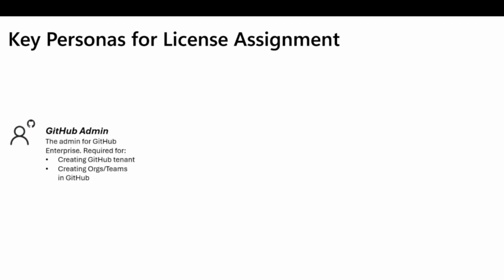Now let's discuss the key personas for license assignment. There are three different stakeholders that will be needed in the process of spinning up your GitHub tenant, assigning licenses, and getting those ready for your teams. The first is, of course, a GitHub administrator. This person will be responsible for managing the GitHub tenant and creating the different organizations and teams. If you don't have a stakeholder who is technically responsible for GitHub, you would need one for a proper process.